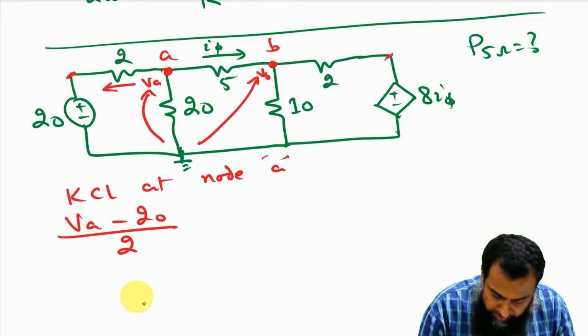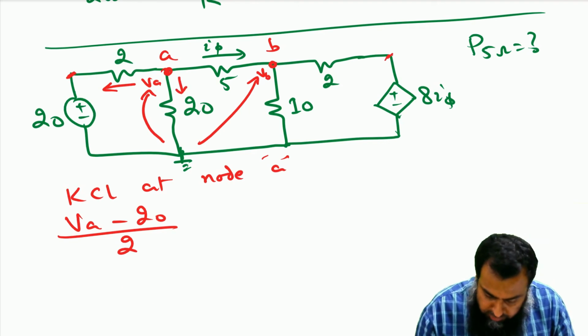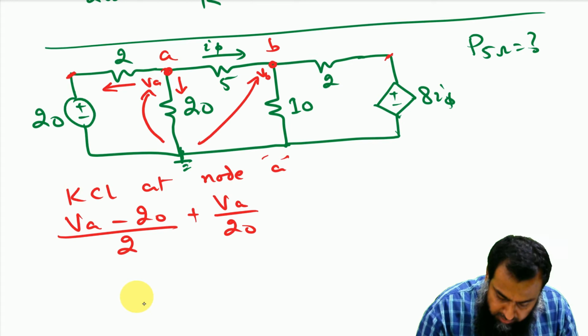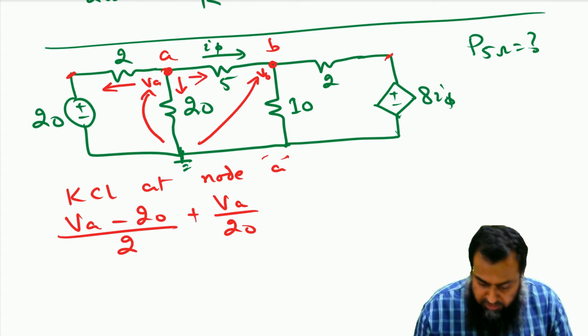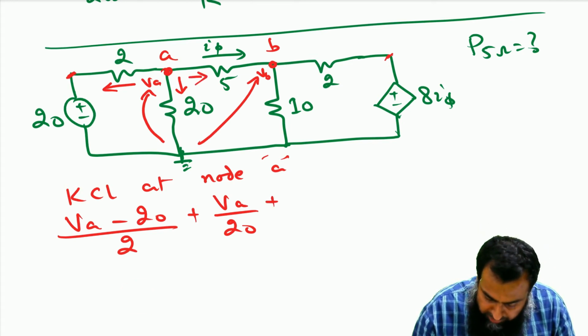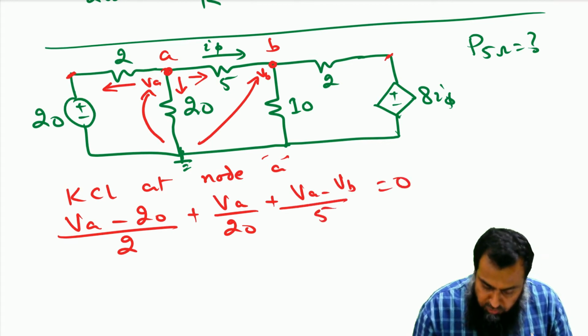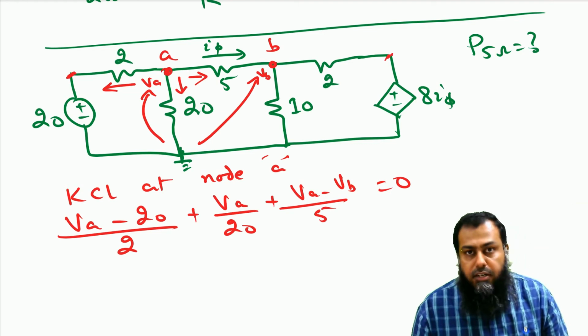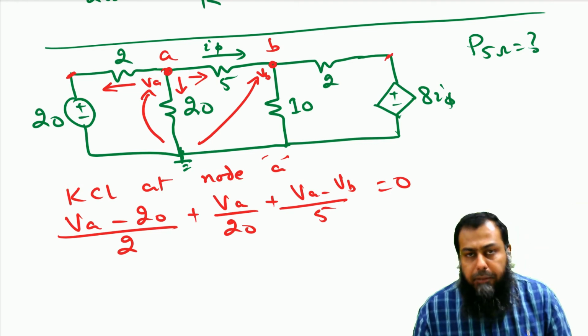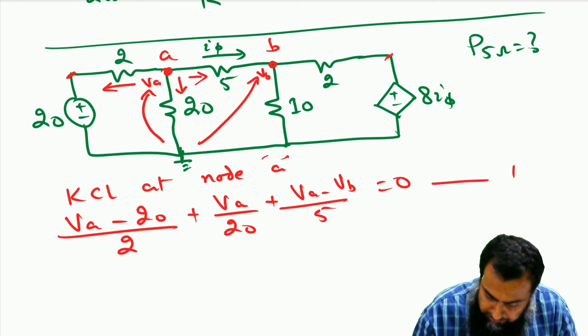Secondly, we want to find out the current flowing here. So this is plus VA over 20, and then we have a current flowing through this 5 ohm resistance. For that we write VA minus VB divided by 5, and that is equal to 0. So there are three currents, and these three terms identify those currents as a function of VA and VB. Let us call this equation number 1.